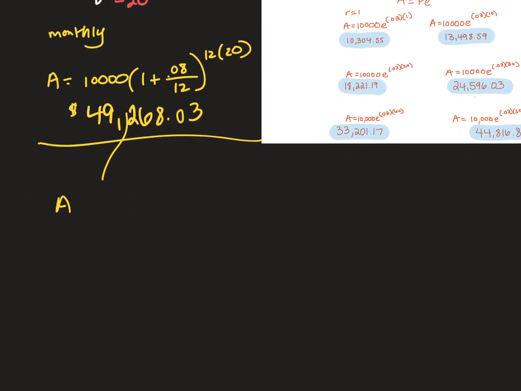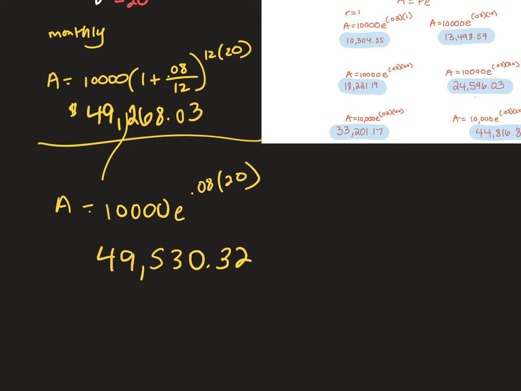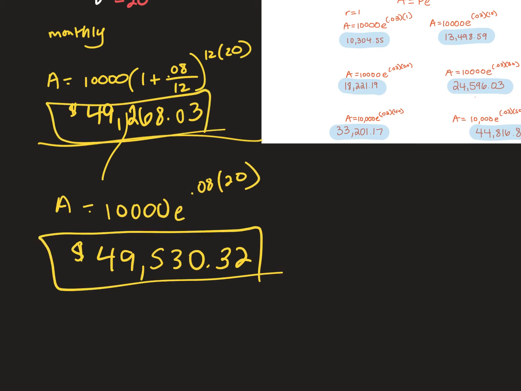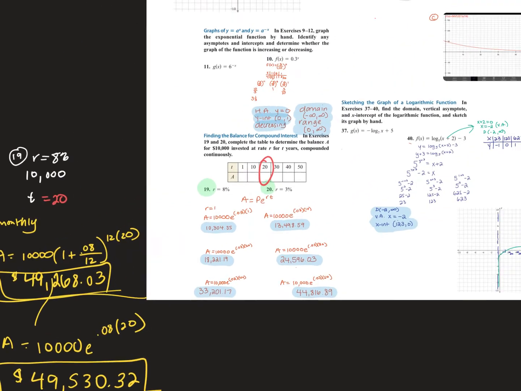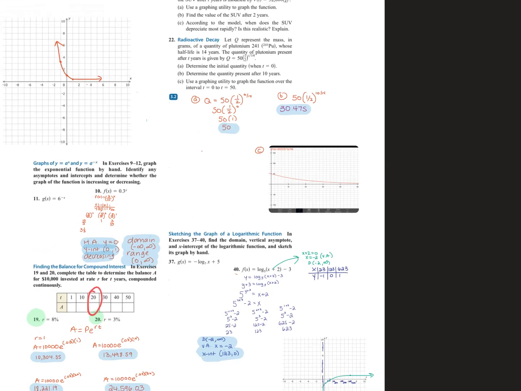If it was continuously, it'd be 10,000 e to the 0.08 times 20 years, which is $49,530.32. I don't think it says what to round to because you're dealing with money. You just got to know to round to the nearest hundredth. So the format will be like that, instead of like 19 and 20 as actually written on the review.